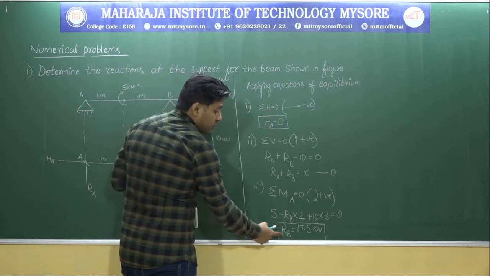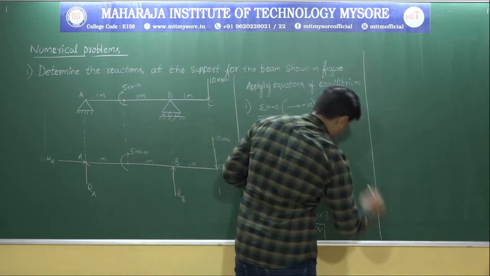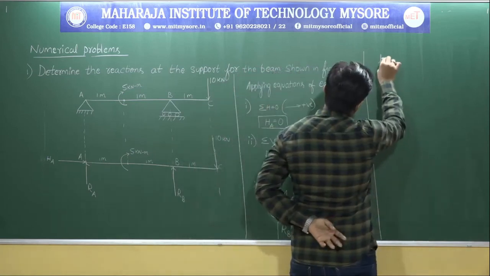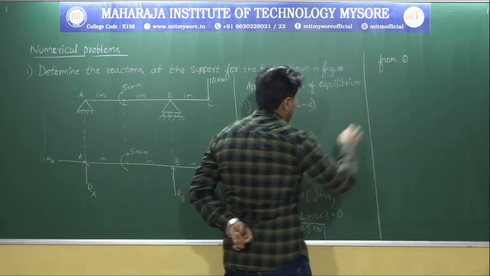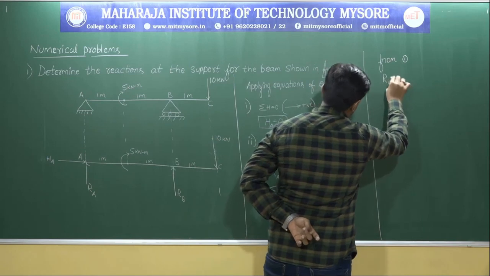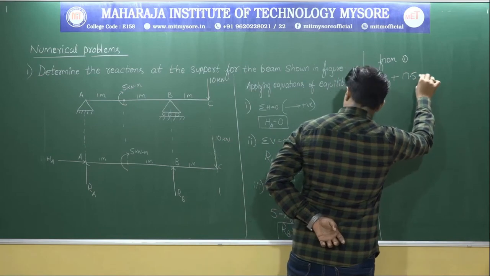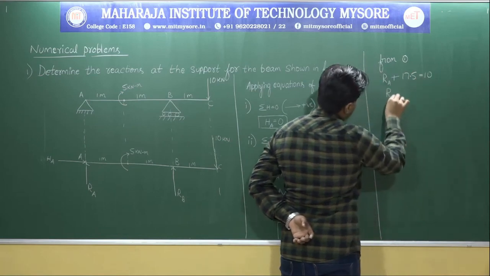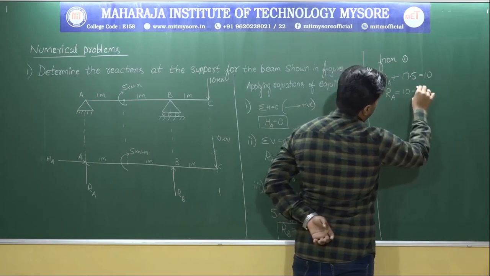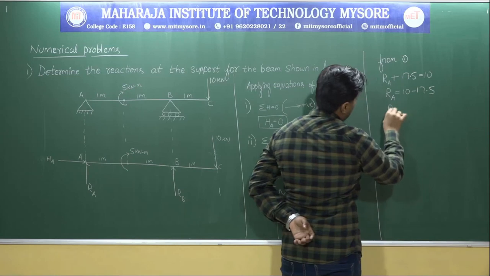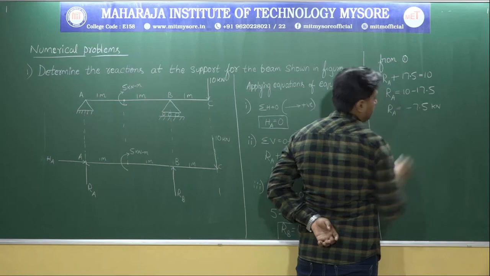Don't you think that? So if I substitute RB value over here, from 1, so what happens? So RA plus, what is the value of RB? It's 17.5 is equal to 10. So what will be the value of RA? So 17.5, it will go towards that side. So RA value will be minus 7.5 kilonewton.